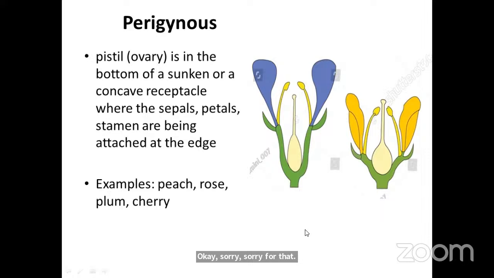Perigenous. So we were talking a while ago that in a perigenous plant or in a perigenous flower, the ovary is in the bottom of a sunken or concave-like receptacle, wherein the sepals, the petals, and stamen are being attached at the edge or above the ovary. So we get examples of plants having perigenous classification. We got the peach, the rose, plum, and the cherry, and many more. I'm just citing here examples.